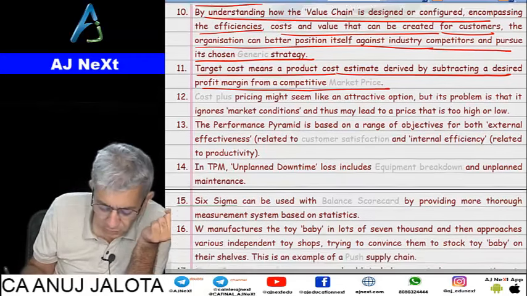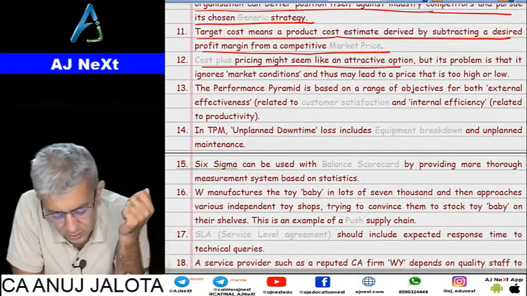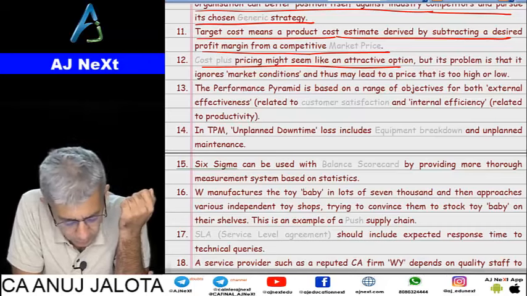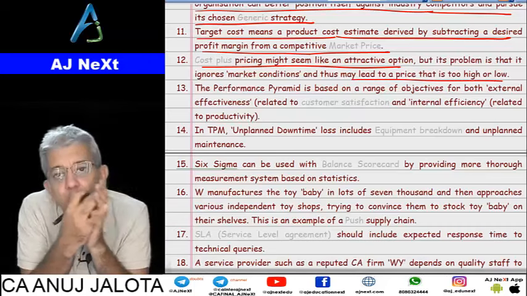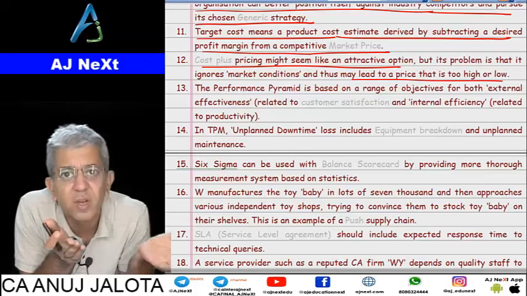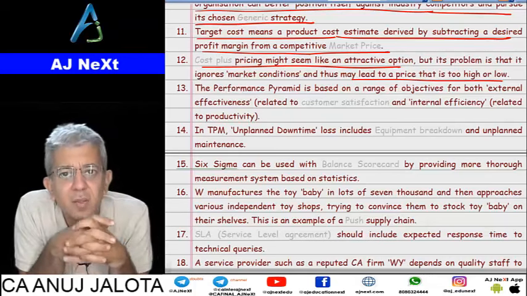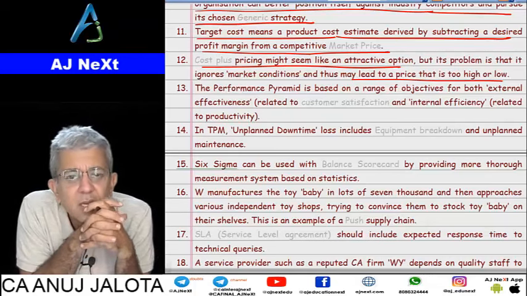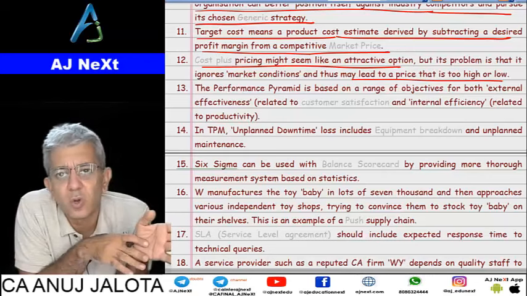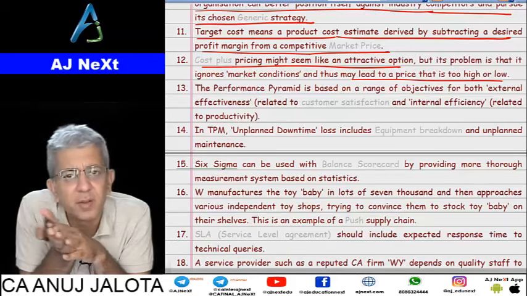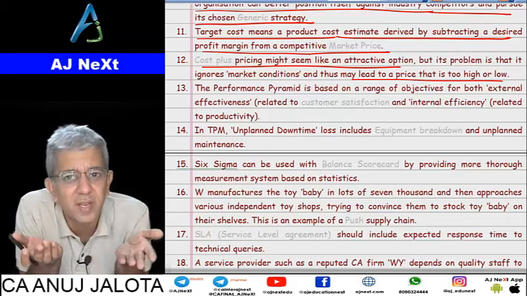Further, point number 12, cost plus pricing might seem to be an attractive option, but its problem is that it ignores market conditions and might lead to a price which is too high or too low. In fact, this is the exact thing that we have done in one of the sums of this very RTP. Under cost plus pricing, we completely ignore the market price. We just say what is the cost of the first division, add some kind of markup, and the disadvantage is that the first division will never like to control cost.